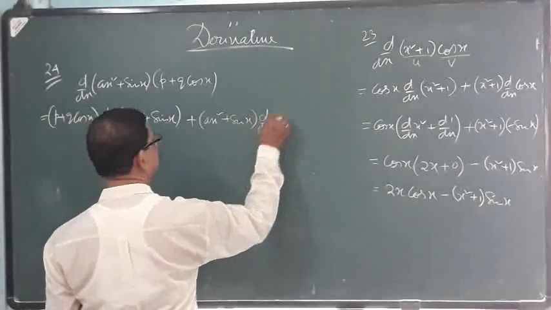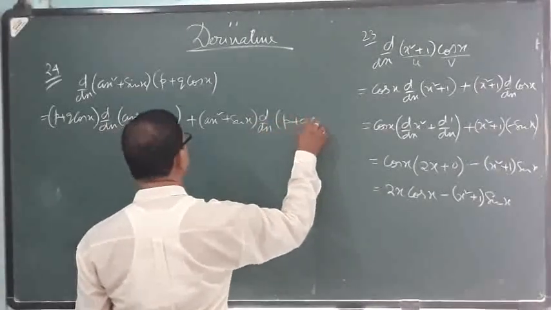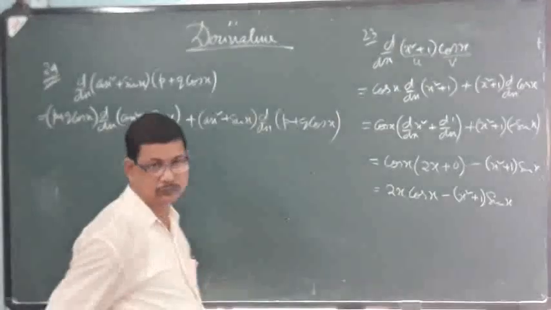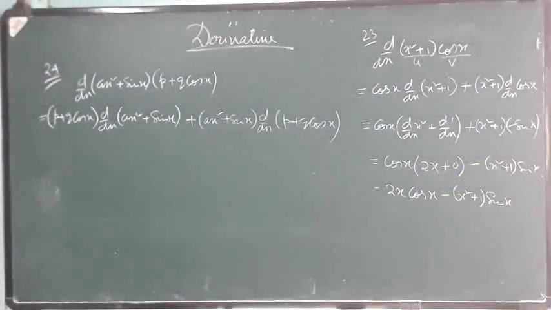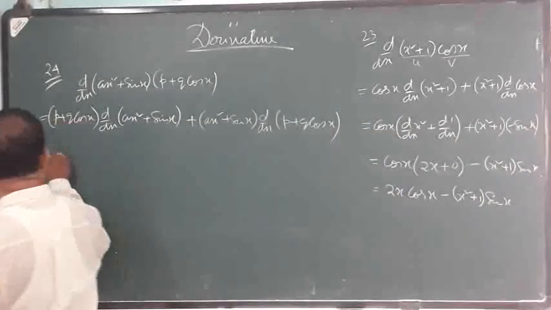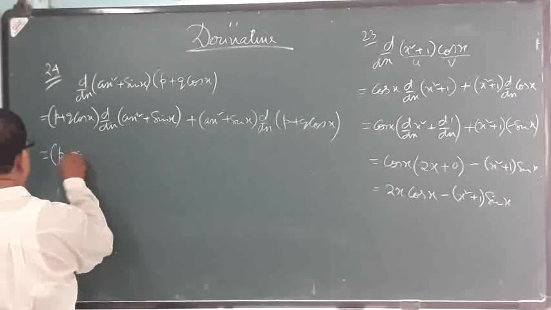Now d/dx of (a x square plus sin x) times (p plus q cos x). This is the product of the two functions, u and v. So this one we will do. And if we want to write it in the form u dv plus v du, here v is p plus q cos x.